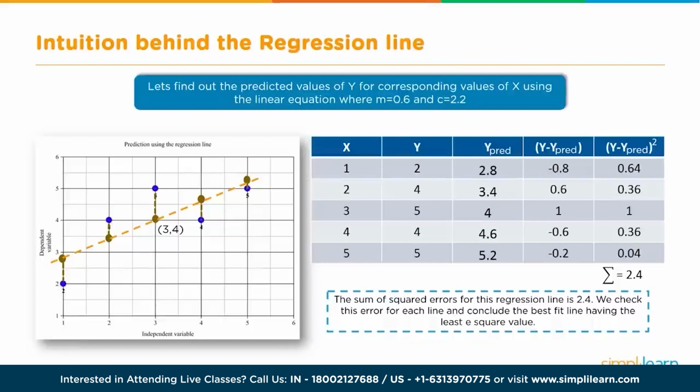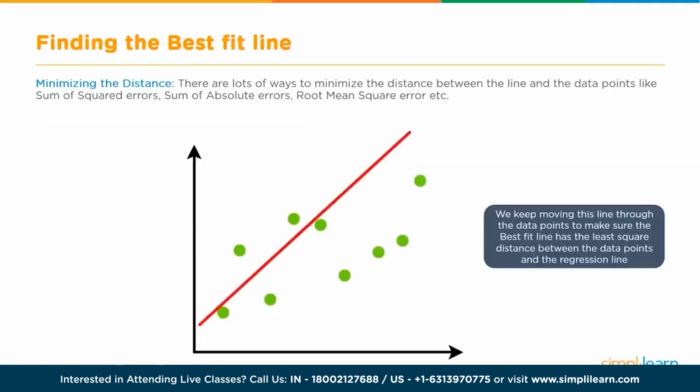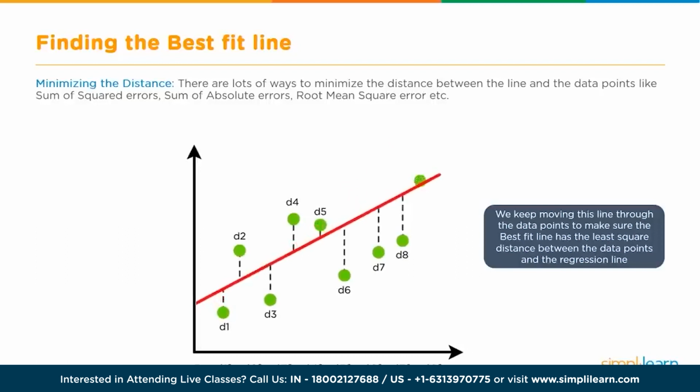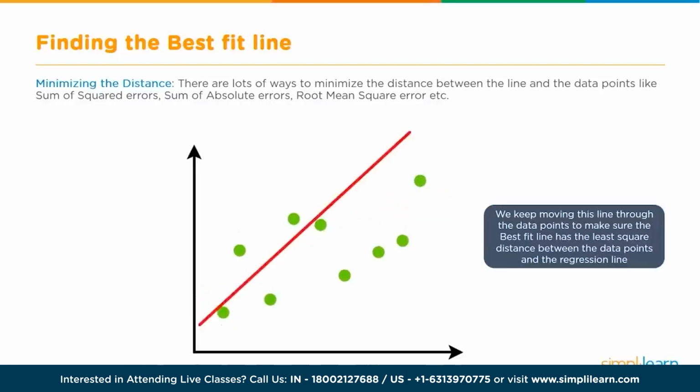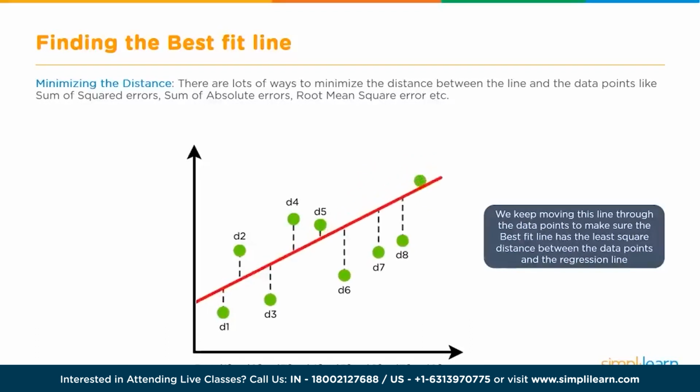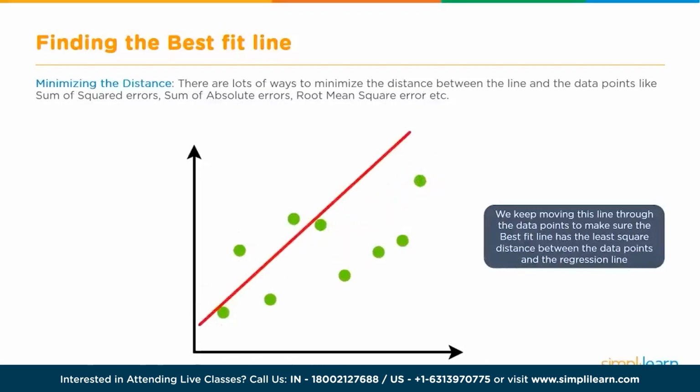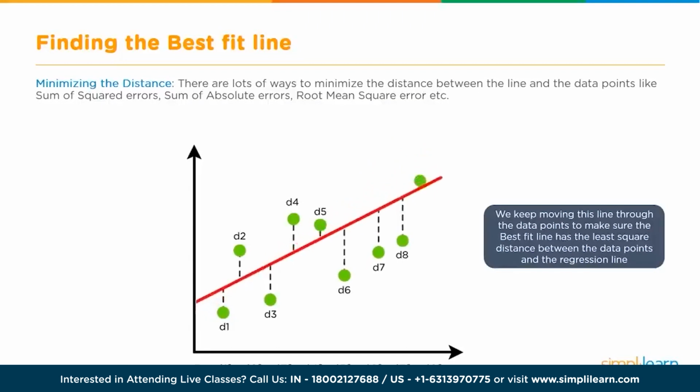We check this error for each line and conclude the best fit line has the least e square value. In a nice graphical representation, we can see here where we keep moving this line through the data points to make sure the best fit line has the least square distance between the data points and the regression line. Now, we only looked at the most commonly used formula for minimizing the distance.